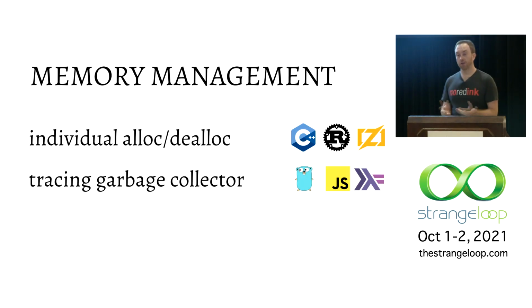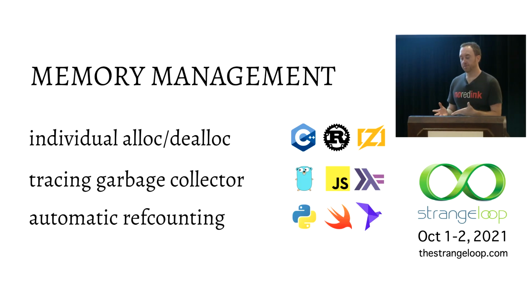Then you also have tracing garbage collectors, which is a very, very popular strategy these days. So like Go, JavaScript, Haskell, also Java, and the list goes on for tracing GCs. Big downside of tracing garbage collectors compared to individual allocations and deallocations is that you get garbage collection pauses. So this is all something that we're probably familiar with. The program just locks up for some period of time while it's doing this garbage collection.